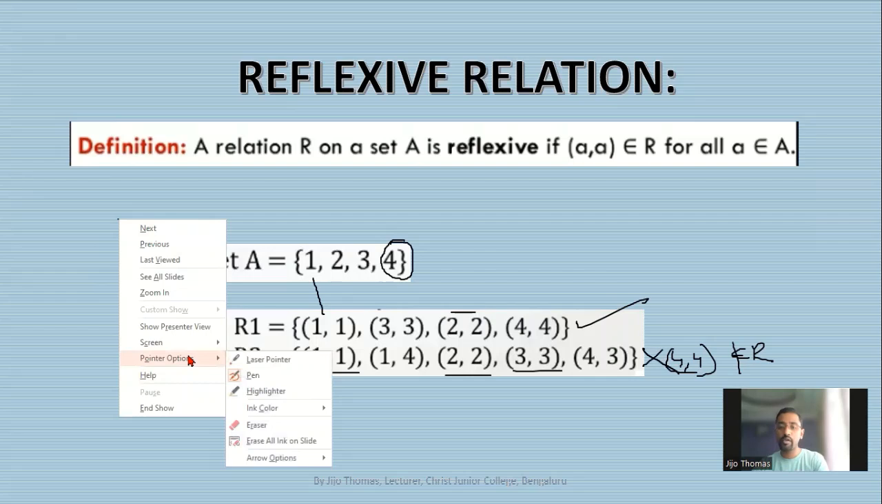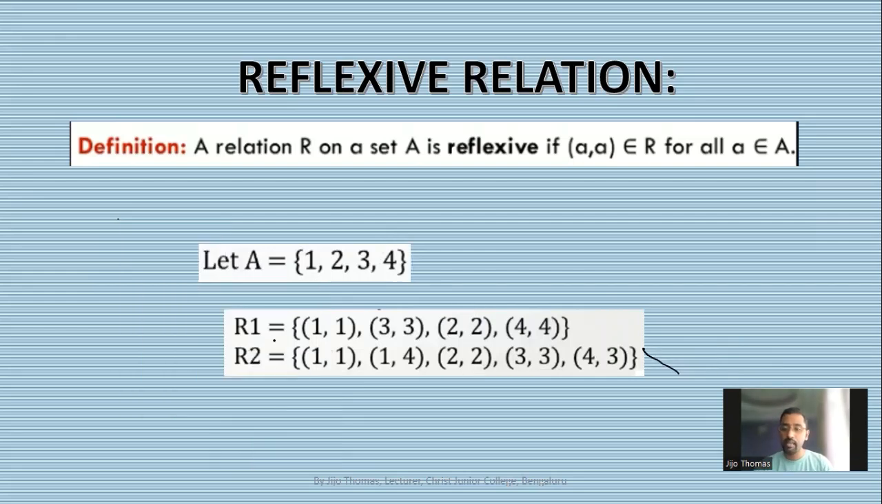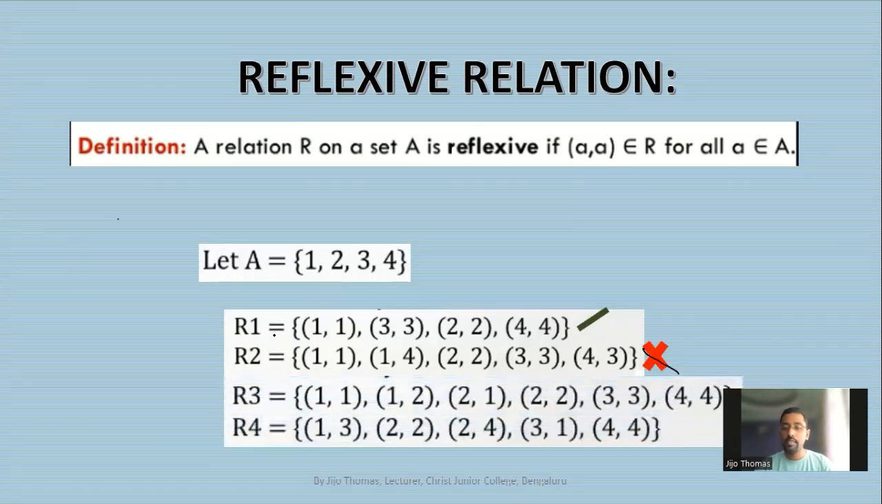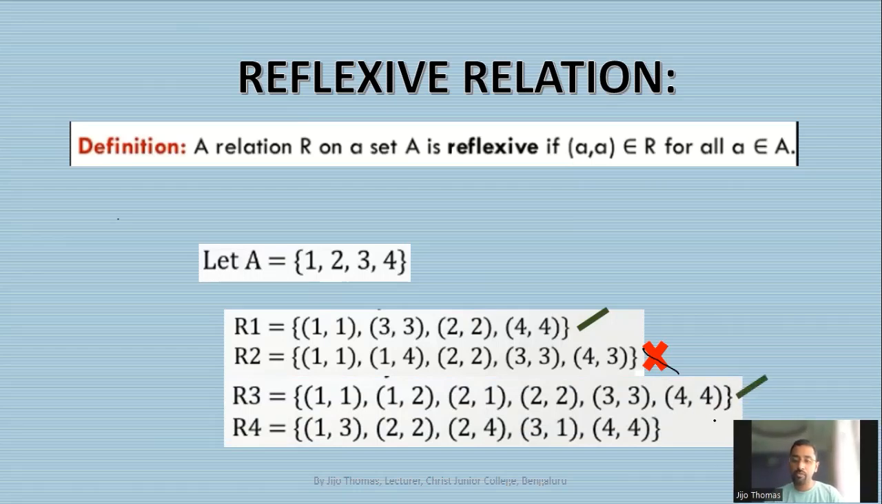It can have (1, 4), (3, 4), (4, 3), etc. as extra elements, not an issue. It is not reflexive because (4, 4) is missing. Similarly, in R3, (1, 1), (2, 2), (3, 3), (4, 4) is present. So R3 is a relation which is reflexive. And R4, (1, 1) is missing, (2, 2) is there, (3, 3) is missing. So any one reason is enough. (1, 1) is missing, which means it is not reflexive. Hope reflexive relation is clear to you.